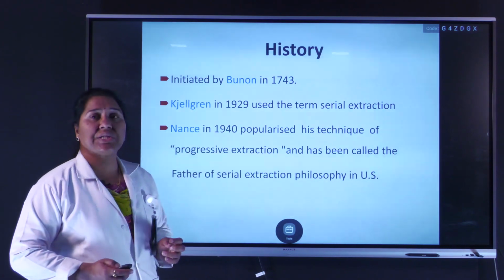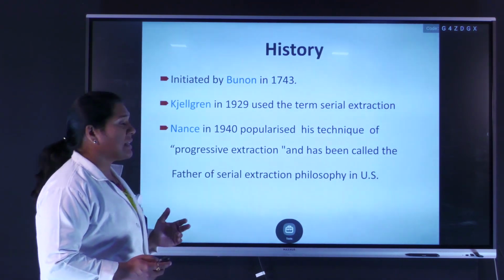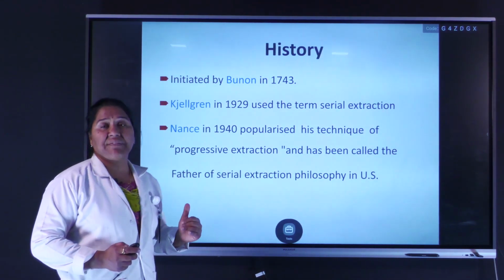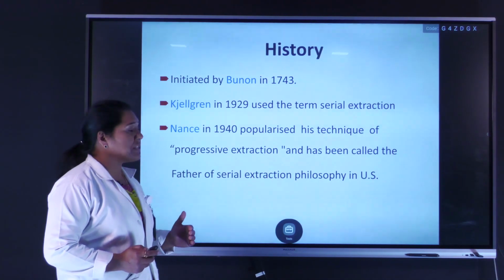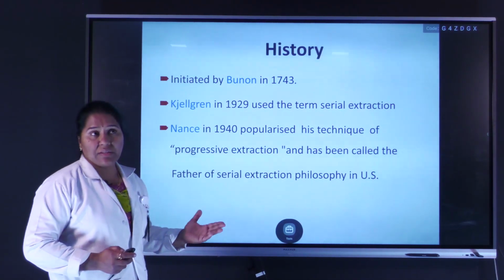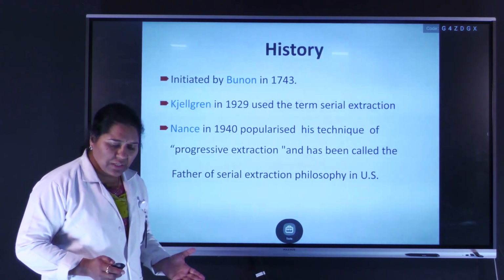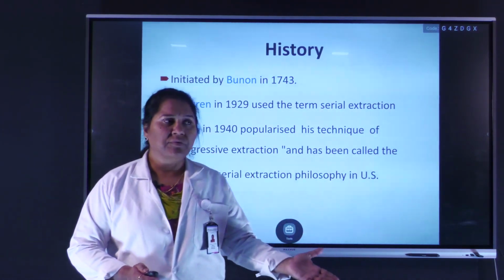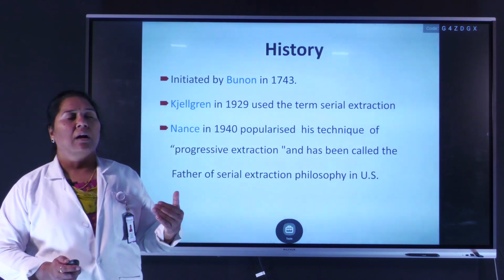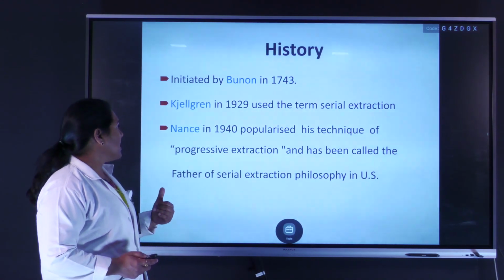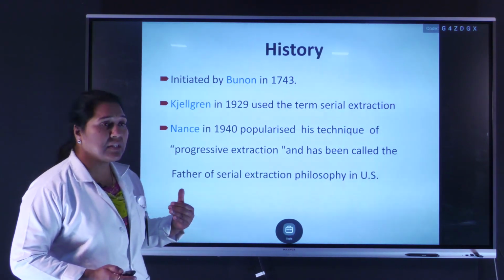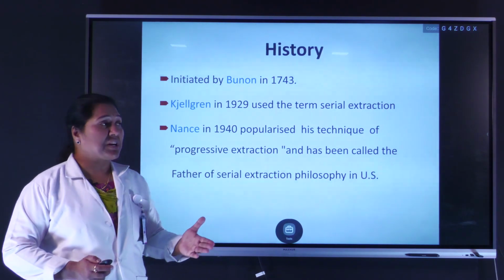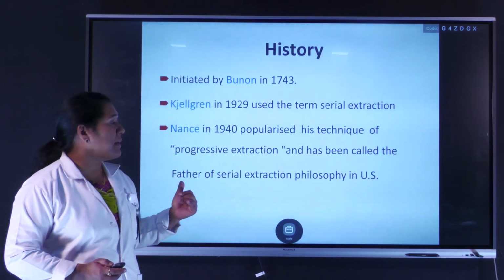Coming to a brief history of serial extraction. It was first initiated by Bunon in the year 1743, as one of the procedures we follow for the interception of orthodontic malocclusions. After that, Jelgren in 1929 used the term serial extraction. So the idea was given by Bunon, but the term serial extraction was coined by Jelgren.